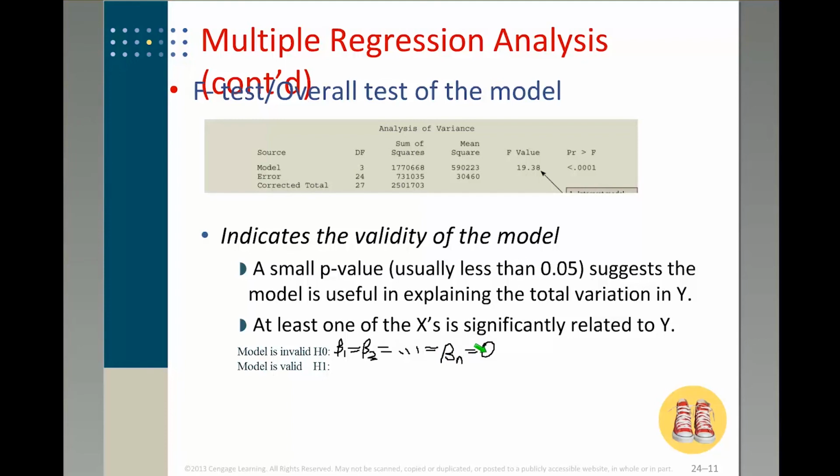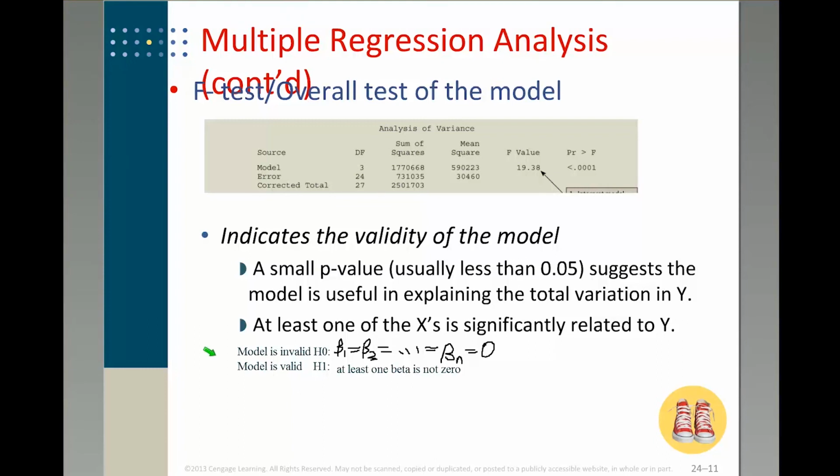Now, the alternative hypothesis is just a little bit special. We don't require all the betas to be different from 0 actually for the alternative. For the model to be valid, we only require that at least one beta is not 0. That's all we need. As long as you find one beta that is different from 0, that means at least one x will remain in the model, and then that means our model is valid.